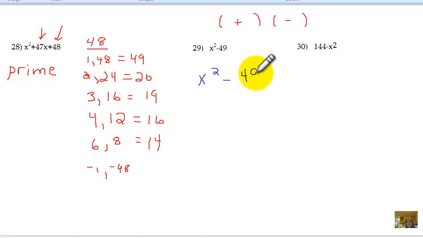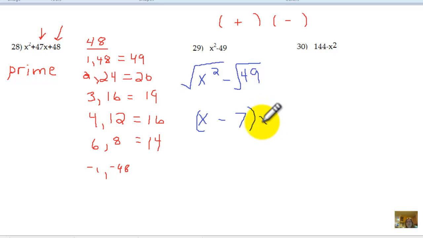X squared, I'm just making more room for myself. So no matter what, we're going to have a plus and a minus in our factors, and here's what we put. You take the square root of your first term and the square root of your second term, and that's what you're going to be putting in these parentheses. So the square root of x squared is x, and the square root of 49 is 7. So you have x minus 7, x plus 7. That will give you the factors for x squared minus 49.